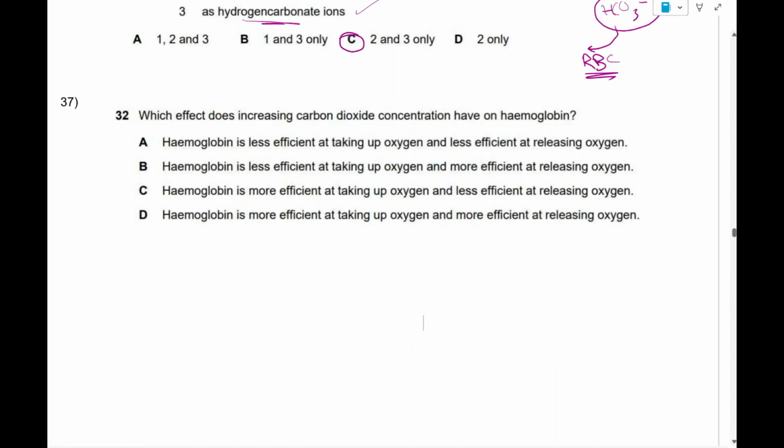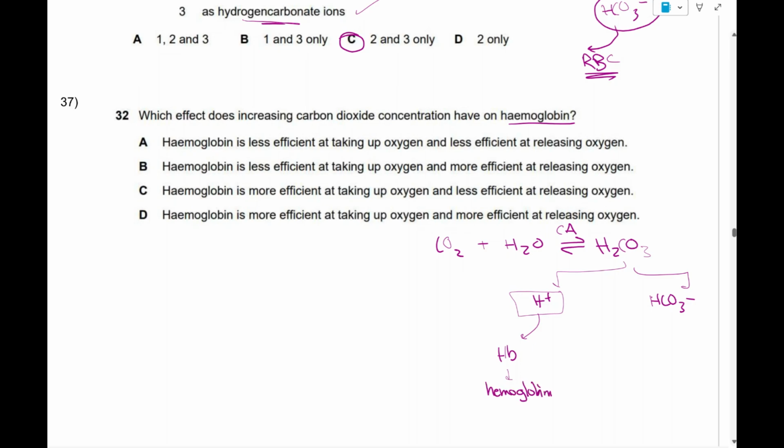Question number 37. Which effect does increasing carbon dioxide concentration have on hemoglobin? So, adding back to our last question, when carbon dioxide increases, it combines with water to form carbonic acid by the action of the enzyme carbonic anhydrase. Now what happens is carbonic acid dissociates into hydrogen ions and hydrogen carbonate ions. Now what happens is these hydrogen ions combine with hemoglobin, forming hemoglobinic acid. Now this hemoglobinic acid has a really low affinity to oxygen. Having a low affinity, this means that it releases oxygen easier.